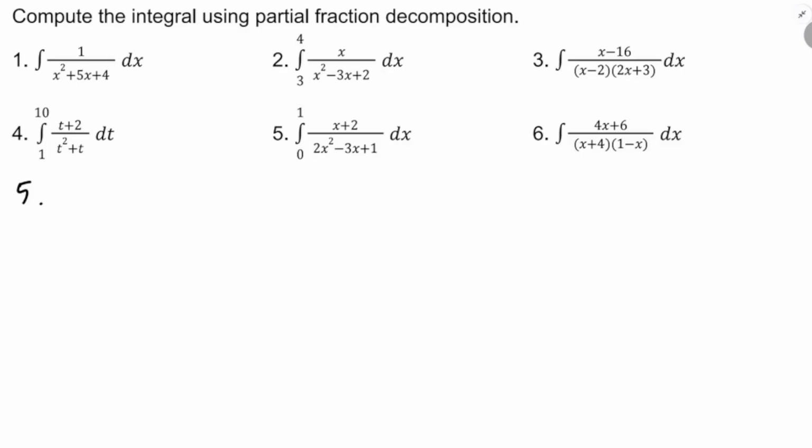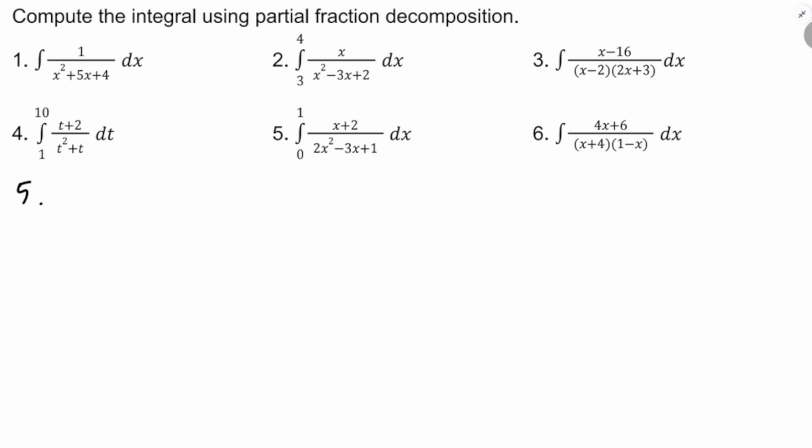Okay, number 5, x plus 2 over 2x squared minus 3x plus 1. Okay, that's going to be factorable. And, you know, it's probably unlikely that you would need to factor this one yourself in AP Calculus, but we need to be able to. And this one, I think you can probably do just by looking at it.